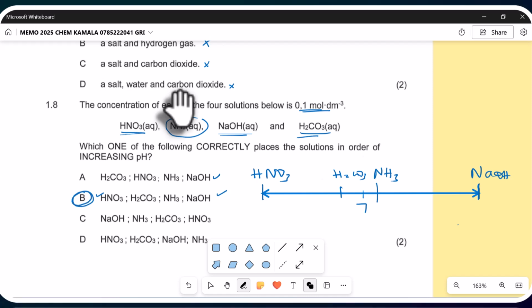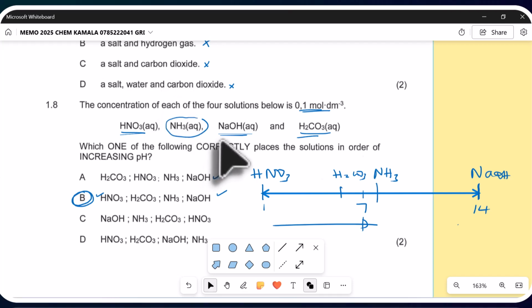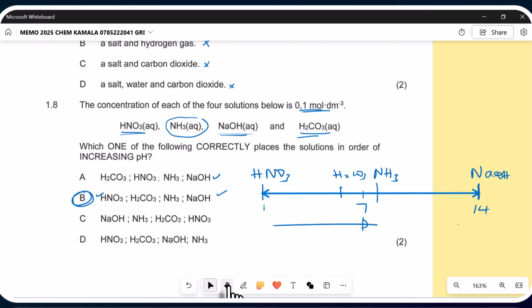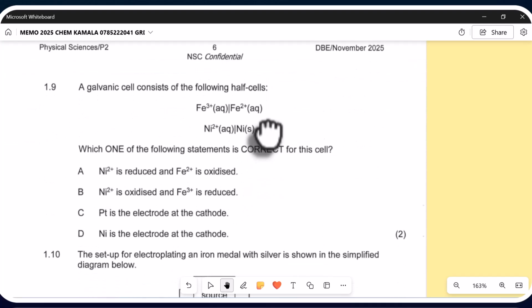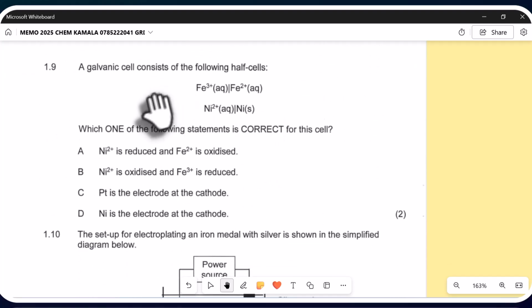Let us proceed. Next question here. They say here that 1.9. They say that a galvanic cell consists of the following half cells here. This is iron 3 ions aqueous / iron 2 ions aqueous here. Then nickel 2, then to give another nickel. So they say which one of the following statements is correct for this cell? Okay. Now to know the best statement, let us first find out what we are dealing with here.